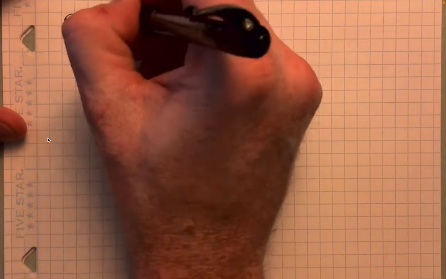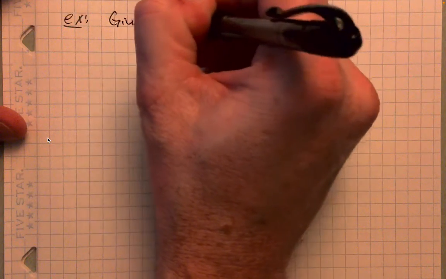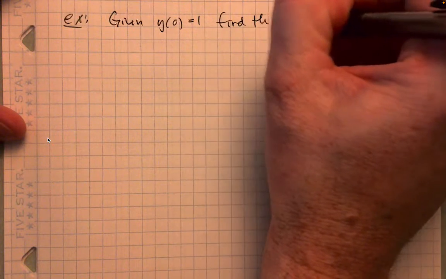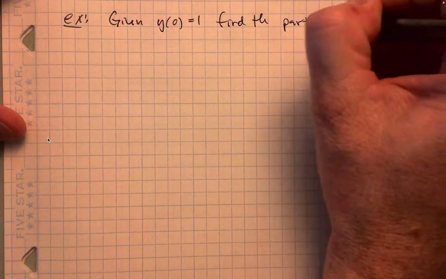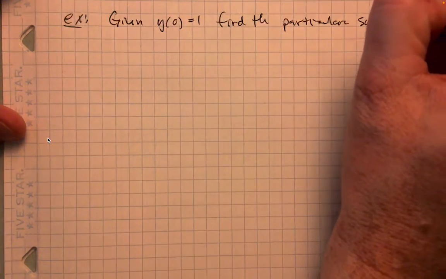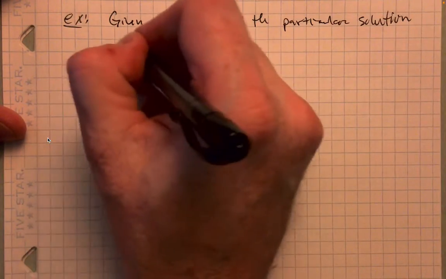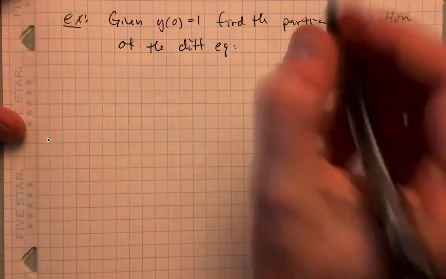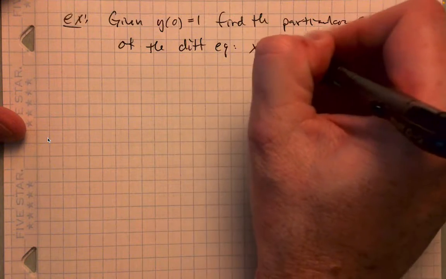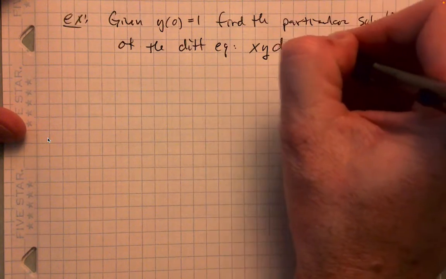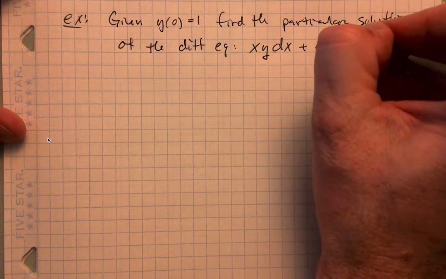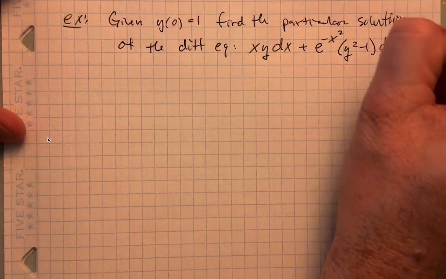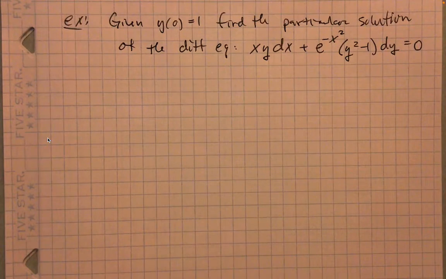Okay, so given that y of 0 equals 1, find the particular solution of the differential equation. And this is going to be x times y dx plus e to the negative x squared times y squared minus 1 dy equals 0. That's kind of an ugly one.